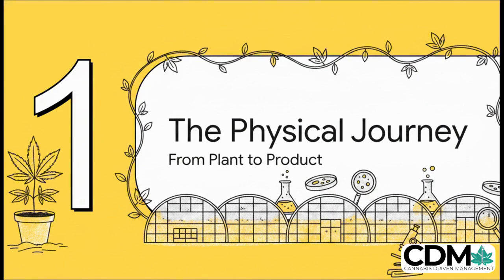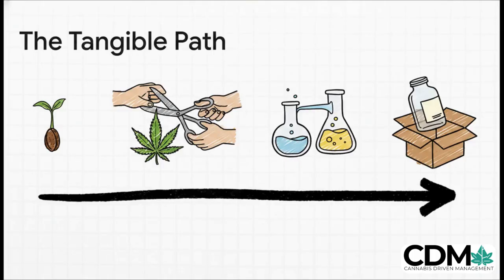Okay, so first things first, let's ground ourselves in reality. Before a single byte of data is ever created, a real plant has to grow. This is the tangible side of the business, the dirt-under-the-fingernails work that happens in the real world. It kicks off with germination and growth, just like any other crop. Then comes the really labor-intensive part, harvesting and trimming. From there, we get into the science of it, extraction and processing to create things like oils or edibles. And then finally, everything gets put into its final package.